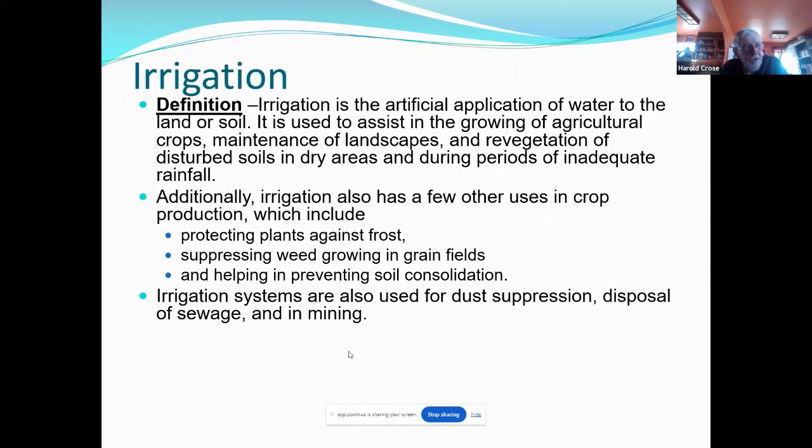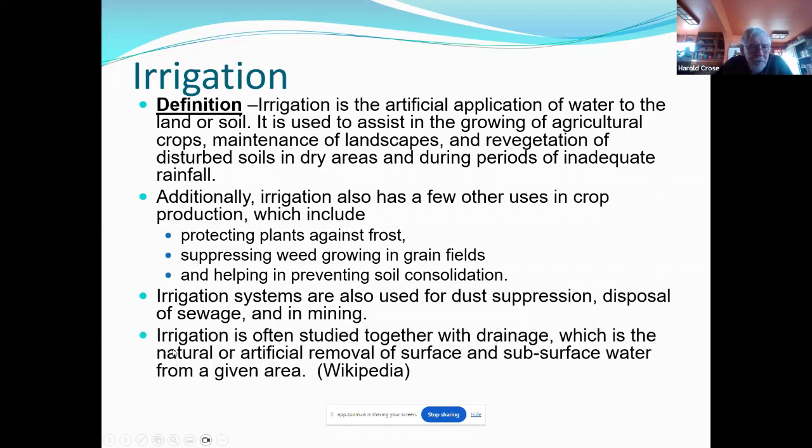Irrigation systems are also used for dust suppression in our stockyards. We see that where there's a lot of cattle confinement. They put sprinkler systems, a lot of times big guns, around the perimeter on the fences to put down enough water for dust suppression. And then also disposal of sewage for those of you who work with dairies. They'll have a system that's a combination of being able to apply the ag waste for nutrient management. And they also use it in mining for dust control, as well as some pretty drastic changes to the landscape where they're using hydro systems for mining purposes.